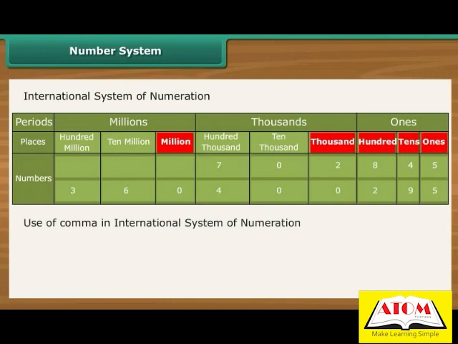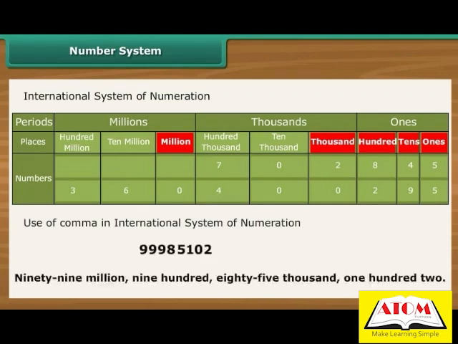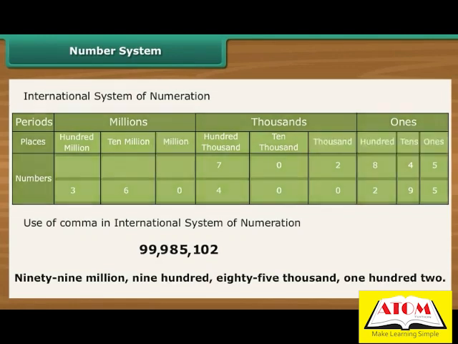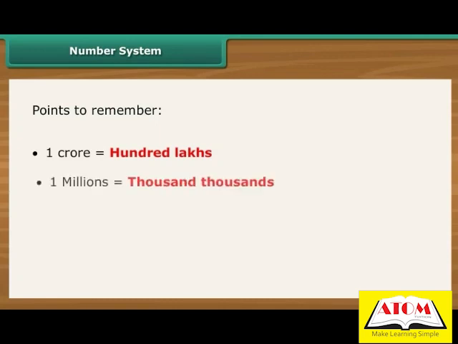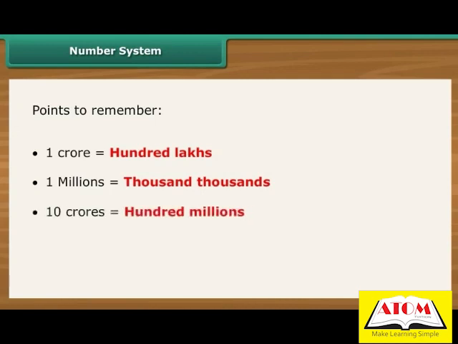Commas are used to mark thousands and millions. It comes after every 3 digits from the right. The first comma marks thousands and the next comma marks millions. Let us look at some pointers. 1 crore is equal to 100 lakhs. 1 million is equal to 1,000 thousands. 10 crores is equal to 100 millions. 100,000 is equal to 1 lakh.